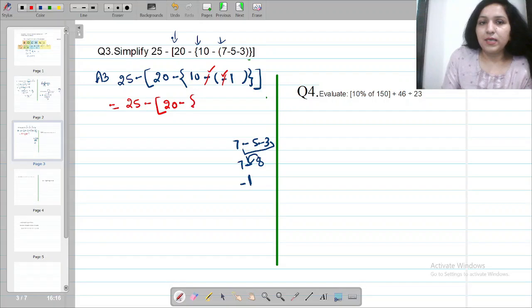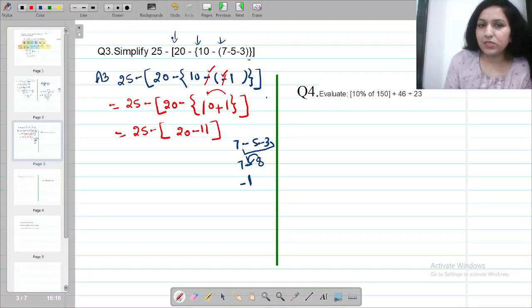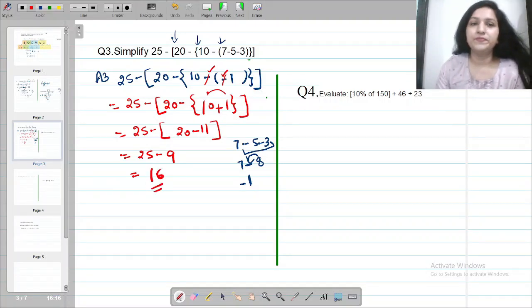20 minus curly bracket 10. Now minus minus has become plus 1. Curly bracket close, square bracket close. Now it's easy. 10 plus 1 is how much? It is 11. So next step is 25 minus square bracket 20 minus 11. And 20 minus 11 is how much? That is 9. So have a look at each step. It is getting simplified. And how much is 25 minus 9? That's correct. It is 16. That's your answer. So this trick is very, very easy.